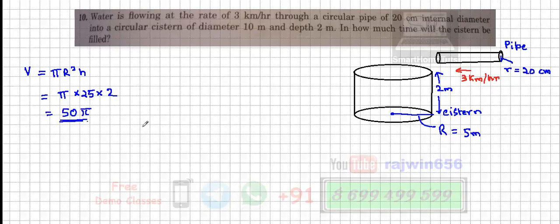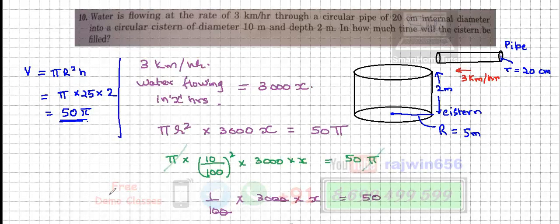The next part is we come to the volume of the pipe. Now I'll find out in 1 second how much water is going to get filled up, and then total volume is there. We will divide that, and that is going to give us the time. Okay, this is the volume of the tank that we have calculated. The water is flowing at the rate of 3 kilometers per hour.